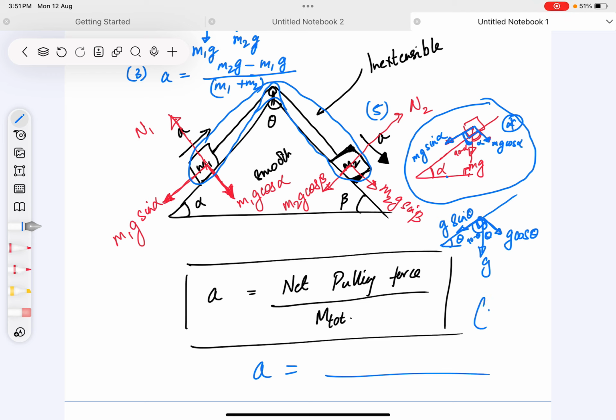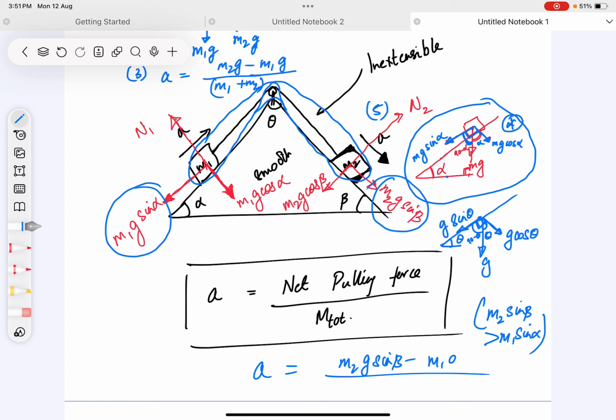We are going to take m2 sine beta greater than m1 sine alpha. Therefore, since m2g sine beta will also be greater than m1g sine alpha, the net pulling force will be m2g sine beta minus m1g sine alpha, divided by the total mass m1 plus m2. That's it. This part is clear, gentlemen.